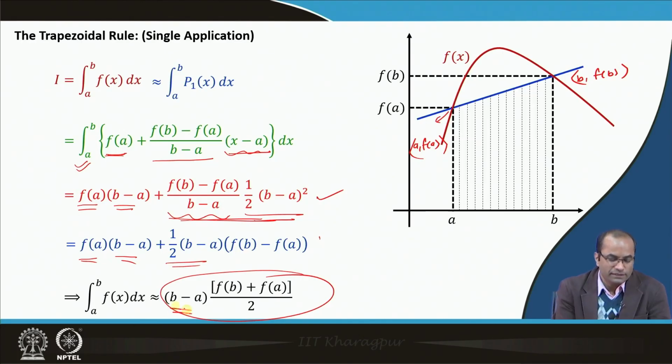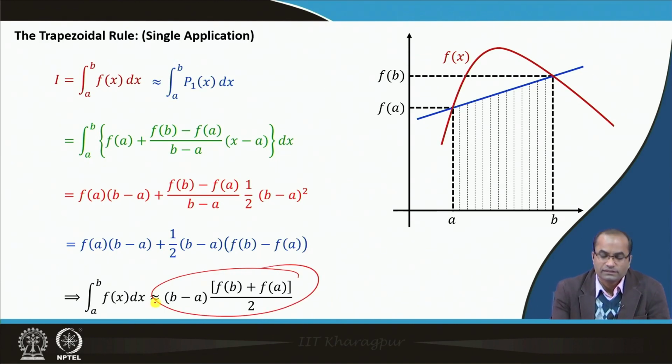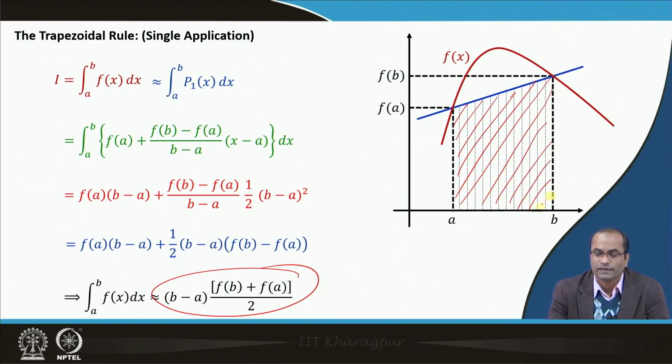Here we have b minus a, which is exactly the difference of these limits, times (f(b) plus f(a)) divided by 2. So what is exactly this? This is the area of this trapezoid, which is formed by replacing the given function by the straight line. So instead of getting the actual area under this curve, we are approximating that area by the area of this trapezoid, and the name of this rule is the trapezoidal rule.